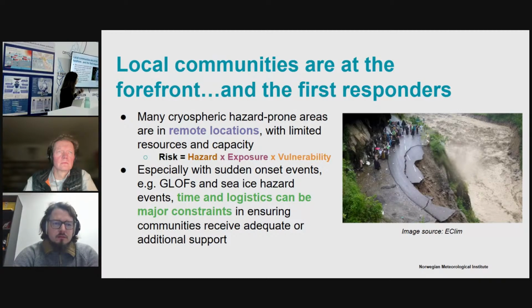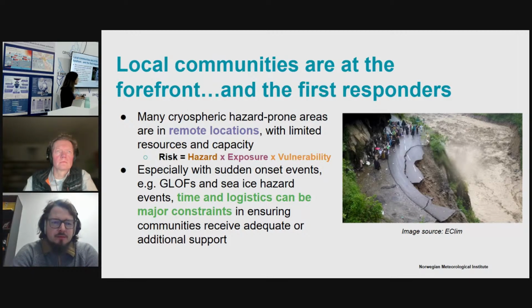And with these sudden onset events, especially things like outburst floods and sea ice situations, time and logistics are of the essence. These can often happen very rapidly, especially in the Himalayan context where there are debris dams, where an outburst flood is very much like a dam breaking, if you think of a water dam. So we don't have a lot of time once an event happens. So preparedness is a very, very important element to keep in mind.